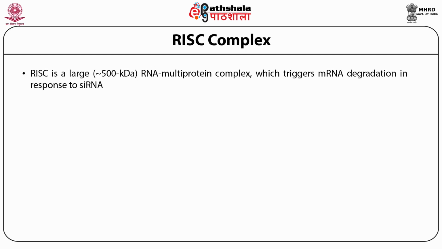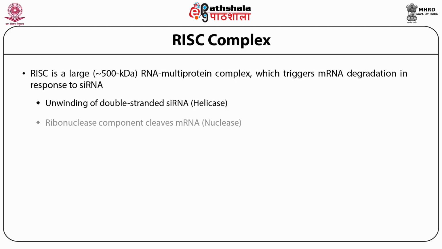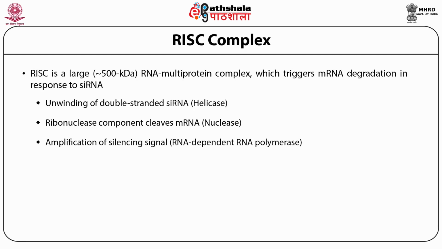It is a large, more than 500 kilodalton RNA multi-protein complex, which triggers mRNA degradation in response to double-stranded siRNA. Unwinding of double-stranded siRNA is done by helicase, one of the enzyme activities of the RISC complex, and the ribonuclease component cleaves the mRNA, which is a nuclease activity. For amplification of the silencing signal, RNA-dependent RNA polymerase will increase the RNAi, and this would cleave the target mRNA, and this double-stranded mRNA is degraded by other cellular exonucleases.